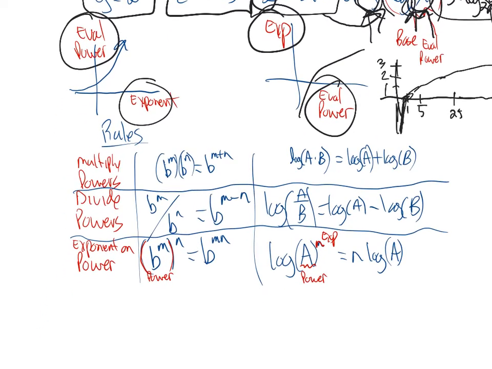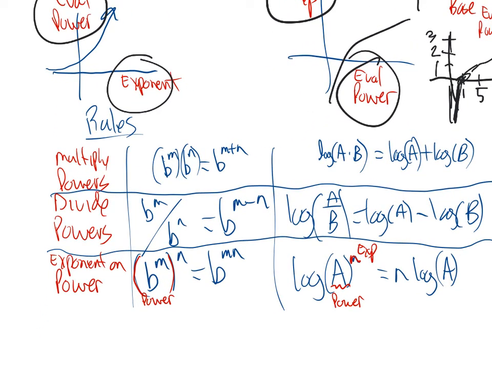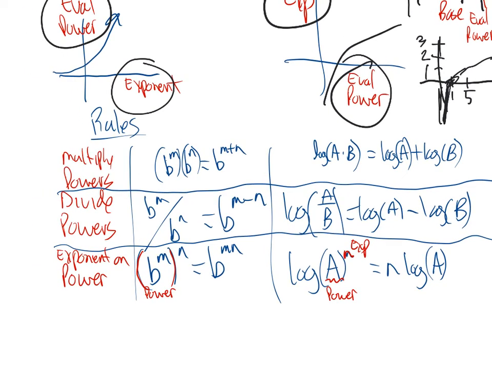And then now let's look at our rules, because the rules are equivalent, okay, for logs and exponents. So let's quickly go over the rules. So what happens when we multiply powers? Well, in this case, b to the m and b to the n are powers. If I multiply powers, we've known since grade 9 that we add the exponents.